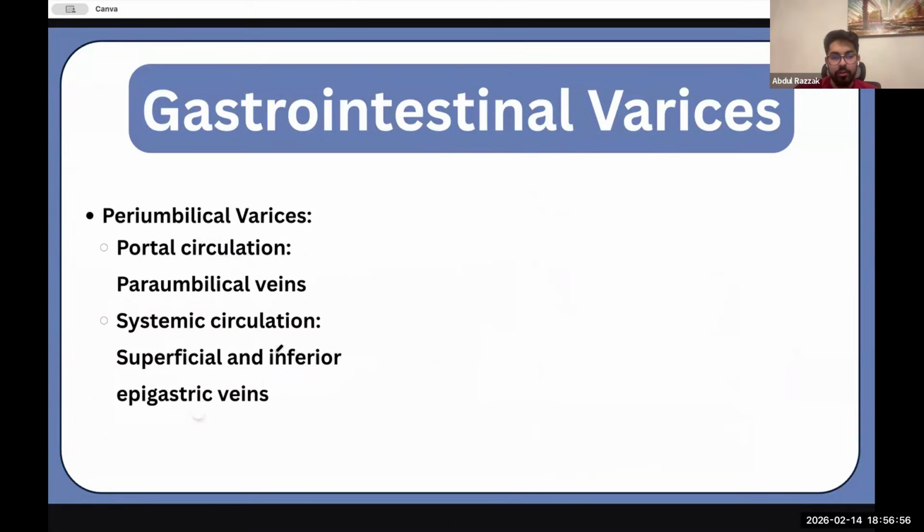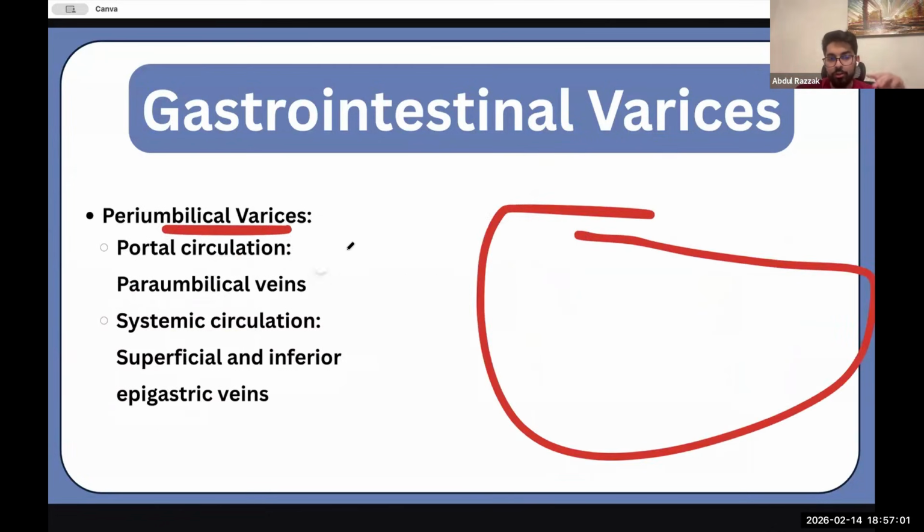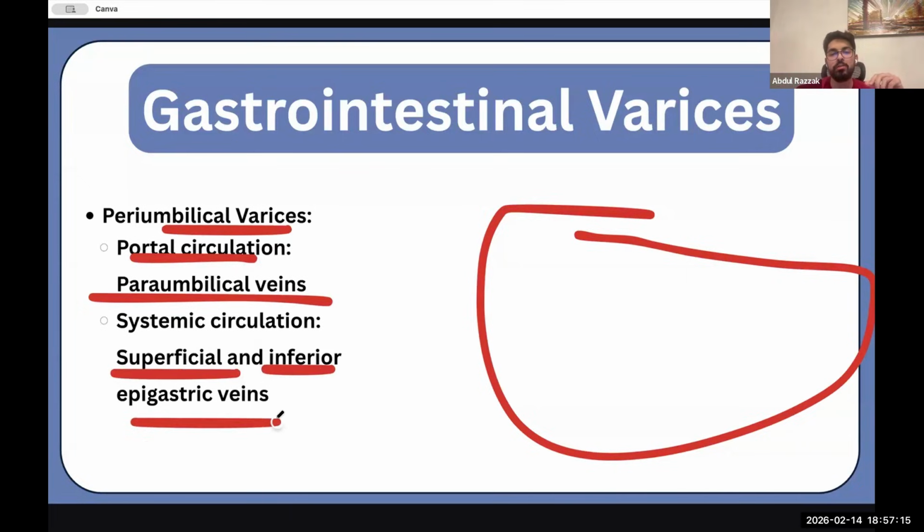Last ones are the paraumbilical varices. They're not really a very good drawing, so just memorize them. Paraumbilical veins are part of the portal circulation, and these are the ones that are going to be dilated. They're going to be very obvious, blue around the umbilicus. And from the systemic circulation, you have the superficial and inferior epigastric veins.